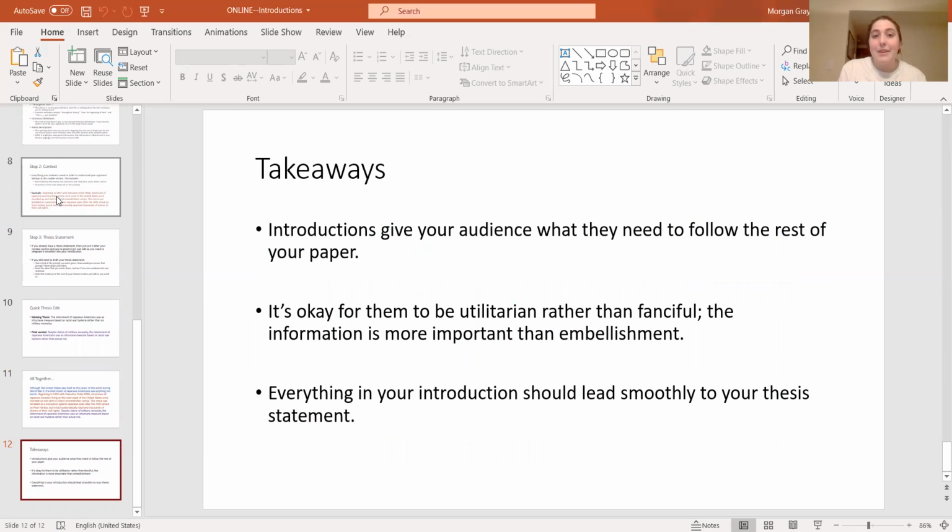So a few takeaways to make sure that we're all on the same page. Your introduction will give your audience what they need to follow the rest of your paper. They may be more utilitarian than elegant. That's okay. The information your audience will get out of it and then carry through to the rest of your paper is more important than a few flourishes around the edges. I tend towards the utilitarian end of the writing spectrum regardless. I will always advocate for functional over elegant. And of course, everything in your introduction should lead smoothly to your thesis statement. It should all feel really smooth, without any jerks and bumps in the middle, okay?